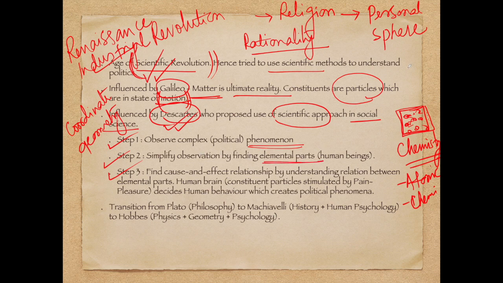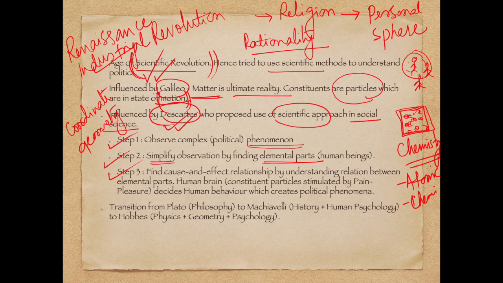Okay, so if a cricket match is happening, you have to observe the cricket match and you have to find the elemental parts. What are the parts due to which the process is happening? In a cricket match, this process is happening because of the cricketers. The cricketers on the field are playing the game, so that's why the match is happening, that's why the phenomenon is happening. So this is step 2, you simplify it and you find the elemental parts.